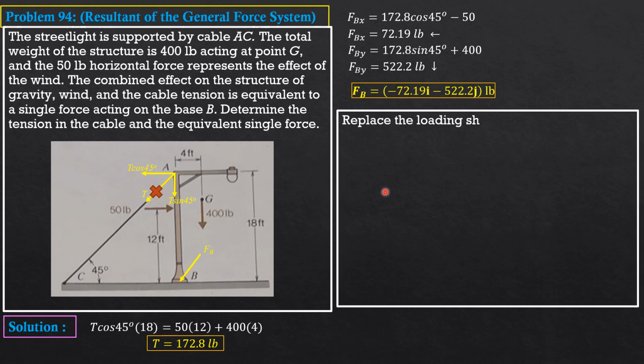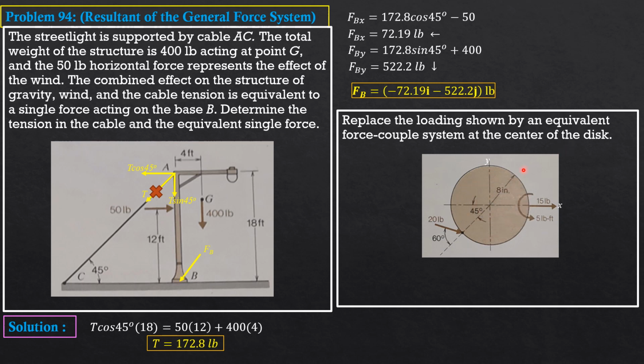Then for your part, replace the loading shown by an equivalent force-couple system at the center of the disk. So that's the disk. This is the center of the disk. So this should be your answer: R at the center is 34.32 i minus 5.176 j pounds, and the horizontal couple at the center is 16.55 k pound-foot, so it is counterclockwise.